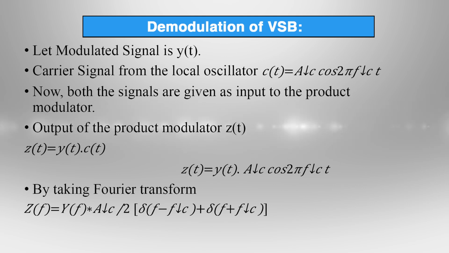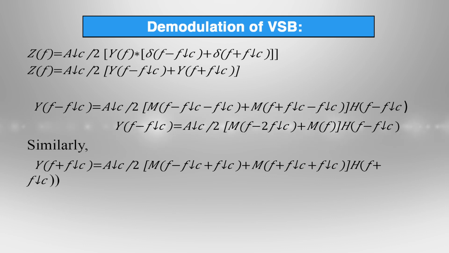By taking the Fourier transform of the above equation, it can be written as Z(f) equal to Y(f) convolved with Ac/2 times [δ(f − fc) + δ(f + fc)], or Z(f) equal to Ac/2 times the convolution of Y(f) and [δ(f − fc) + δ(f + fc)], or Z(f) equal to Ac/2 times [Y(f − fc) + Y(f + fc)].